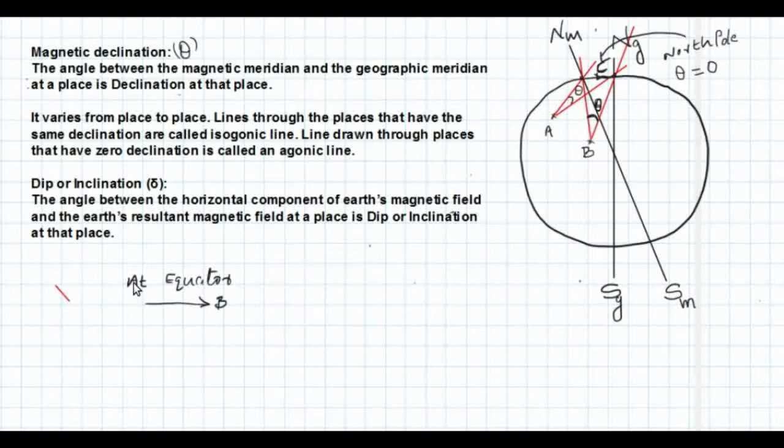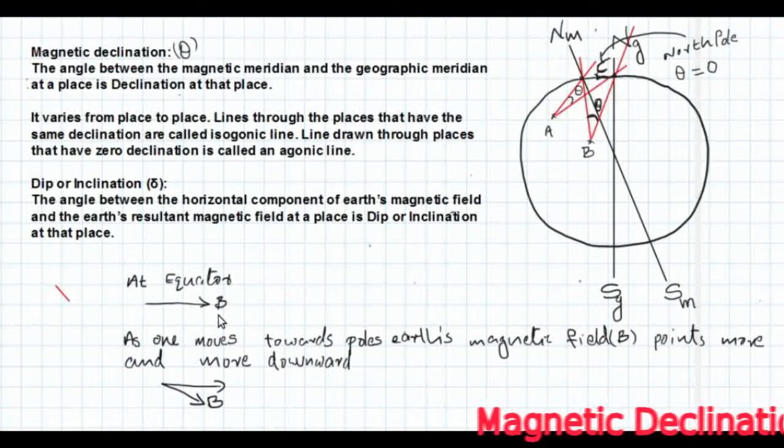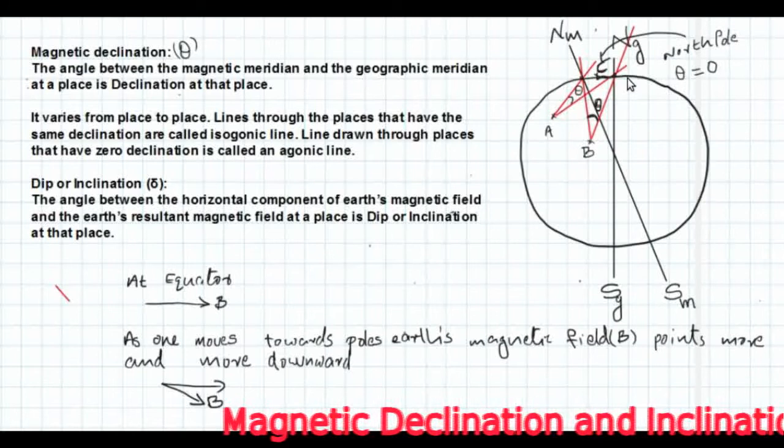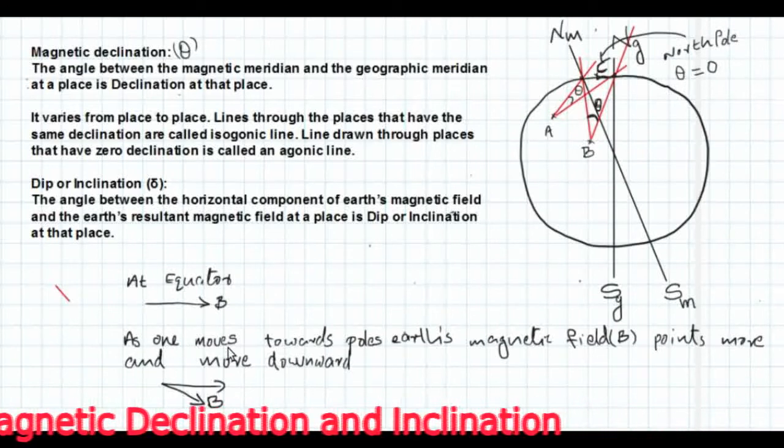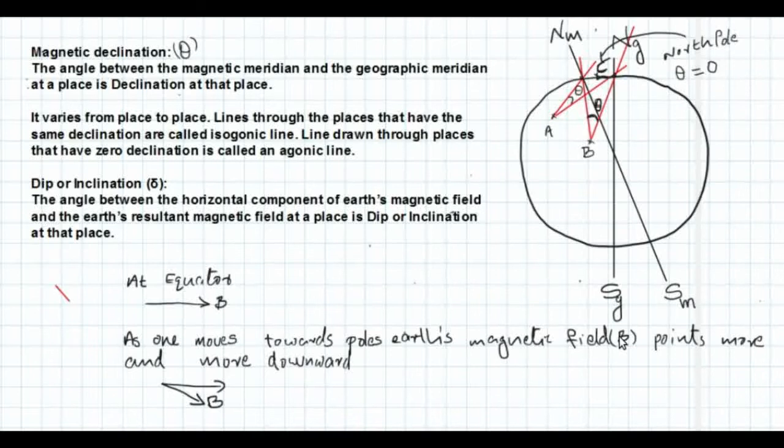At the equator, Earth's resultant magnetic field will be parallel to the horizontal, or Earth's resultant field is along the horizontal direction of the Earth. So in that case, there is no angle between the horizontal and the Earth's resultant field. But if we are moving away from the equator, or as one moves towards the pole, Earth's magnetic field B, or the resultant magnetic field B, points more and more downward.